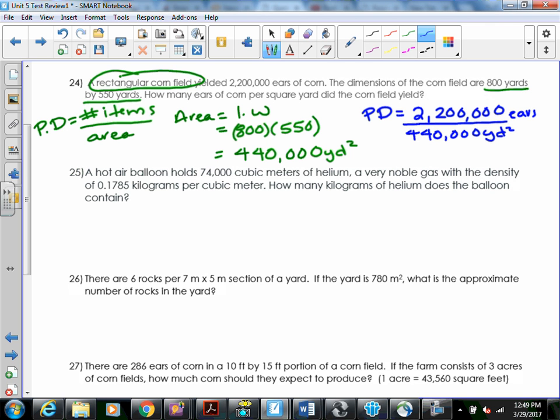Okay, so divide that out. 2,200,000 ears of corn divided by the 440,000, and you get 5. That's crazy. So 5 ears of corn per square yard is your answer there.